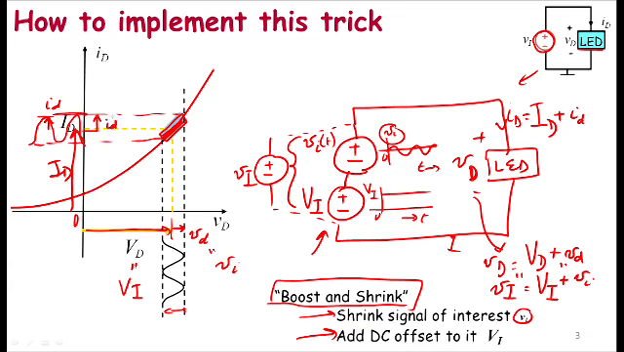Okay, so graphically you can see that, and I'm going to mark that down here. And we will look at that mathematically as well. Okay, so this is how I implement this trick of a boost and shrink. Just remember boost and shrink. You add a DC value and then you shrink the input.